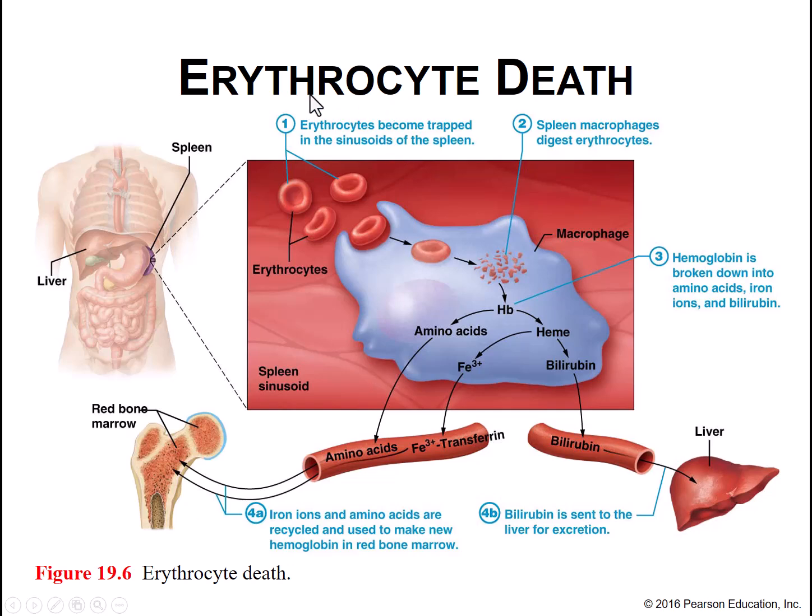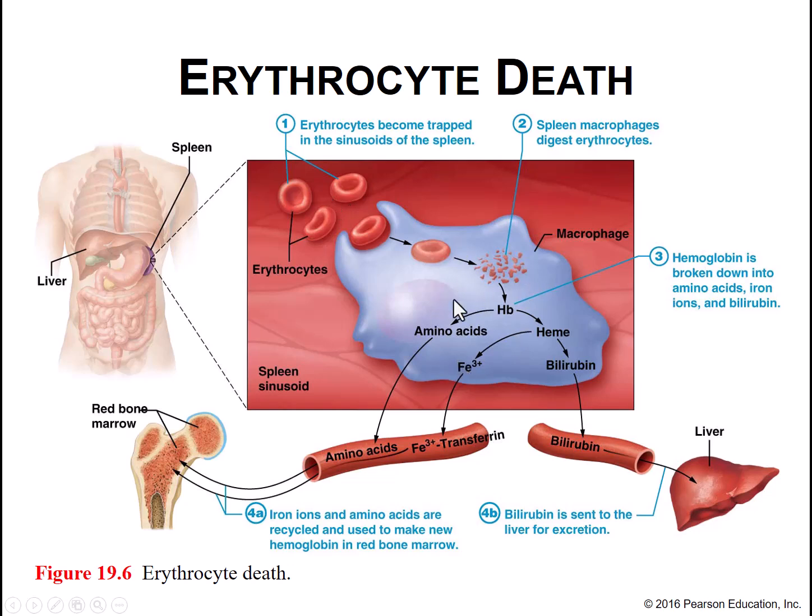Erythrocytes live about 120 days, and at the end of that 120 days, they need to be broken down. Most of the materials that are in the erythrocyte are reused. The spleen, so this is the spleen sinusoidal, is a red blood cell graveyard. So this is where they really go to die.